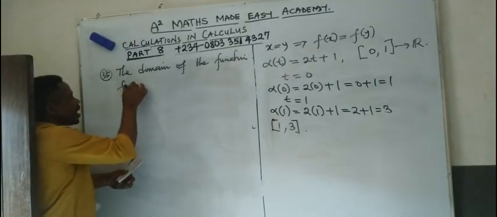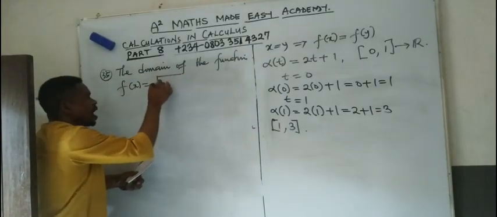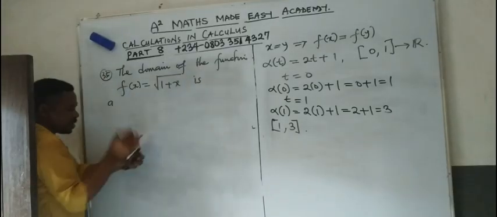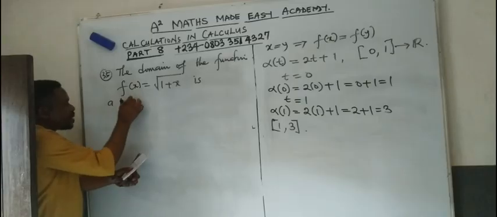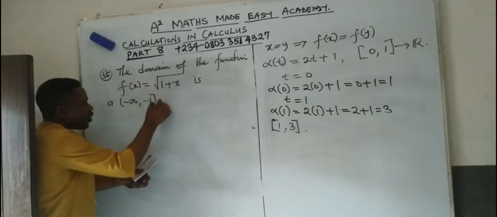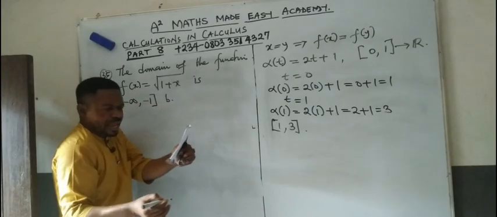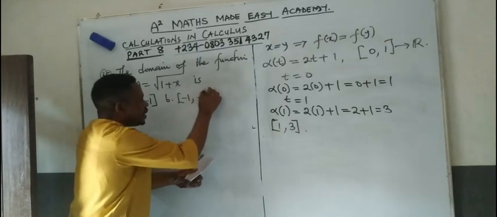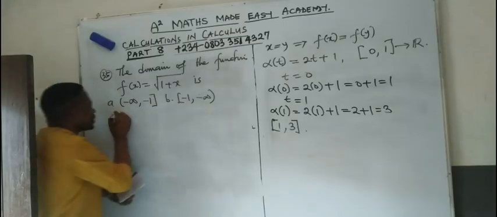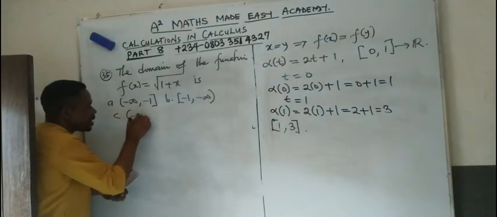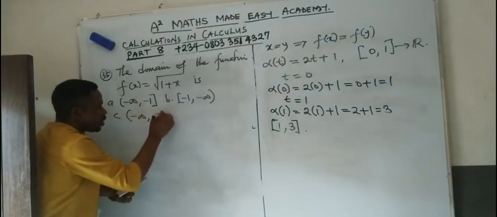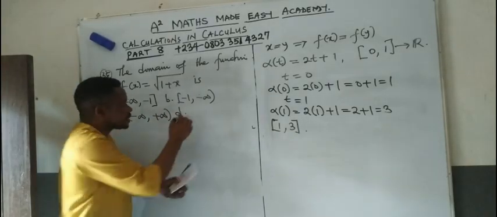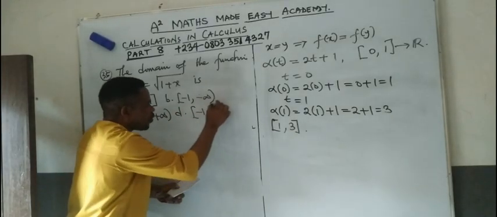Then f of x, which is equal to square root of 1 plus x, has option A: bracket minus infinity comma minus 1 block. Option B says block minus 1, comma, plus infinity bracket. Option C says bracket minus infinity, comma, plus infinity. Then finally option D says block minus 1 and 1 block.